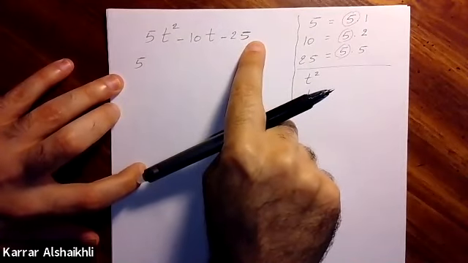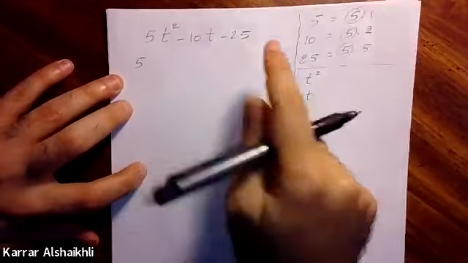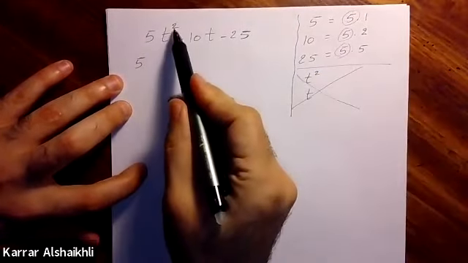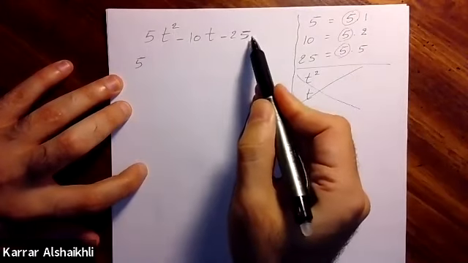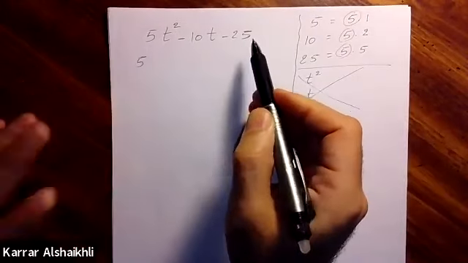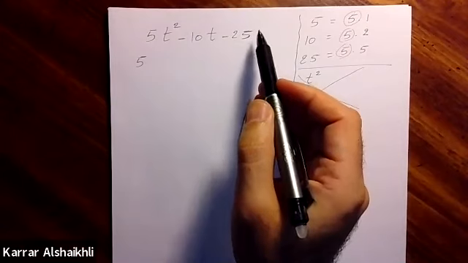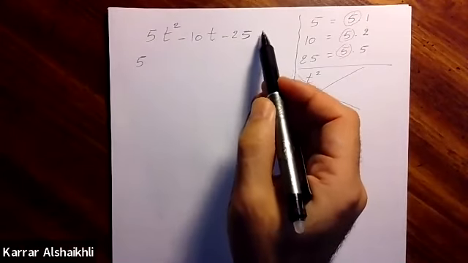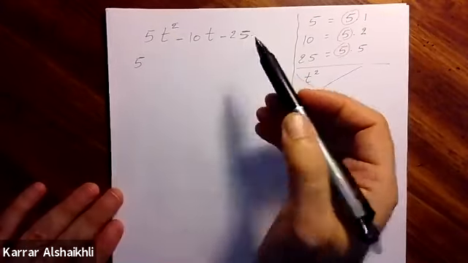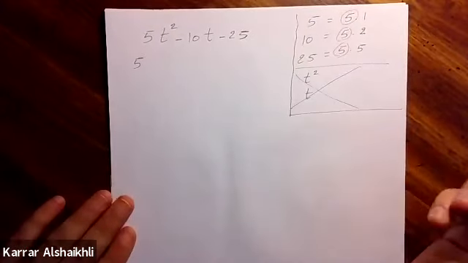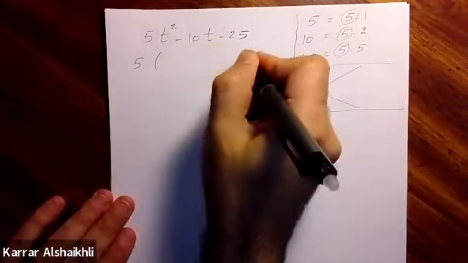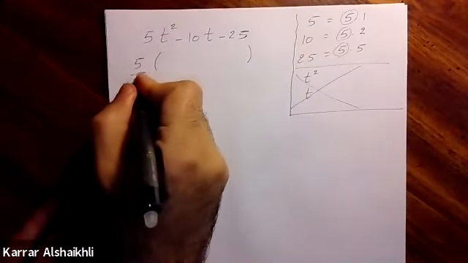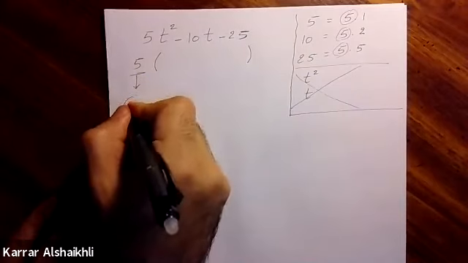With the third term, there is no t. That means there is no common with the t's. Because I have t squared here, I have t here, and there is no t. That means there is no common, because we have to find a t here, and there does not exist a t here. So I'm just gonna write down, open the parentheses. That means this is the only GCF, with numbers.